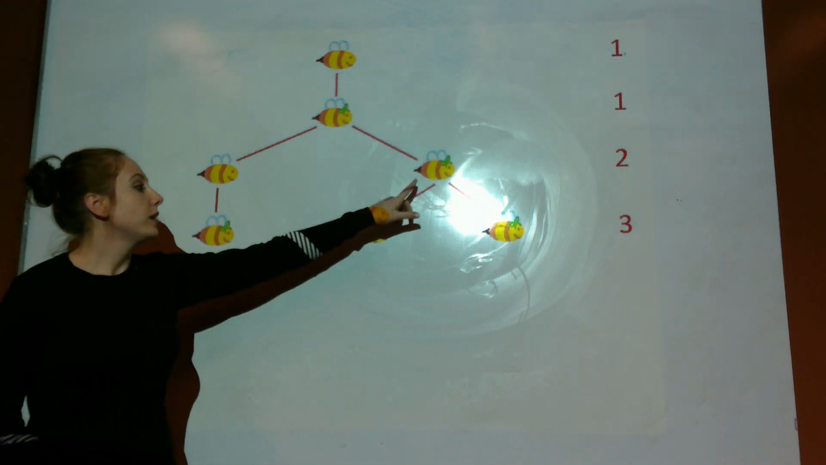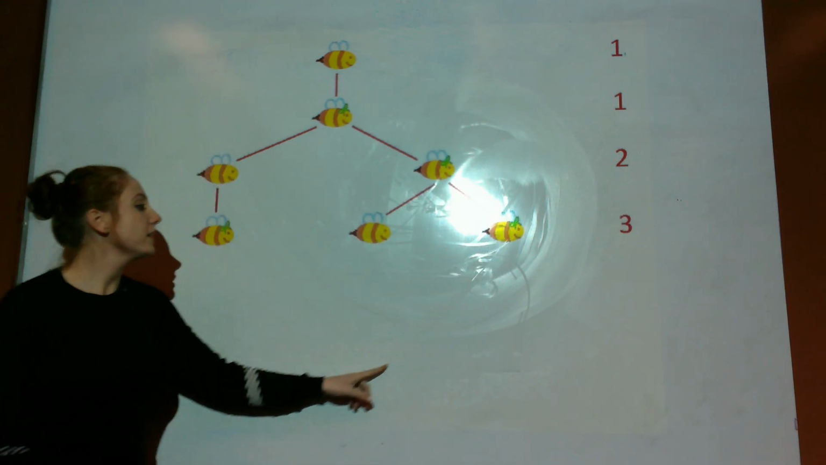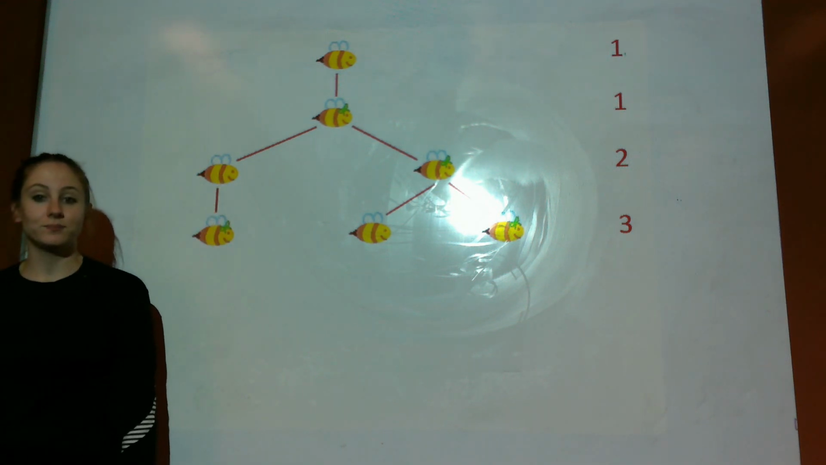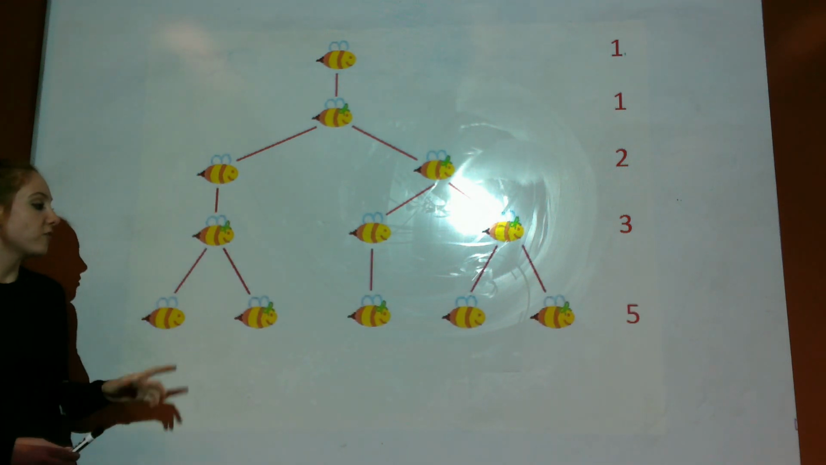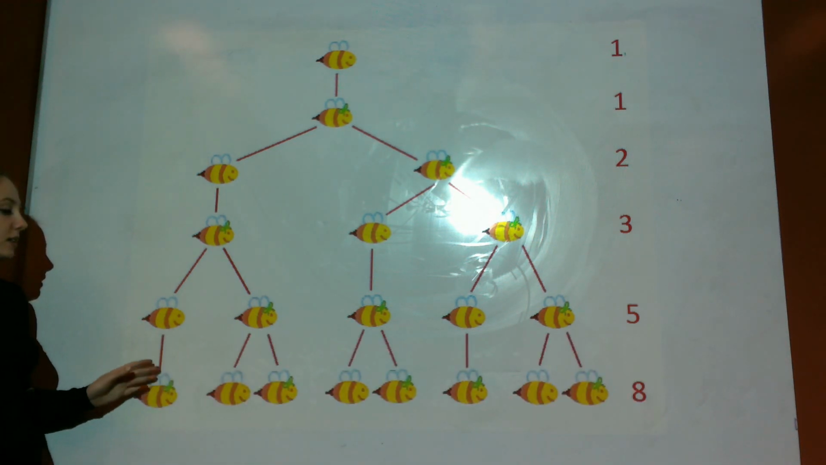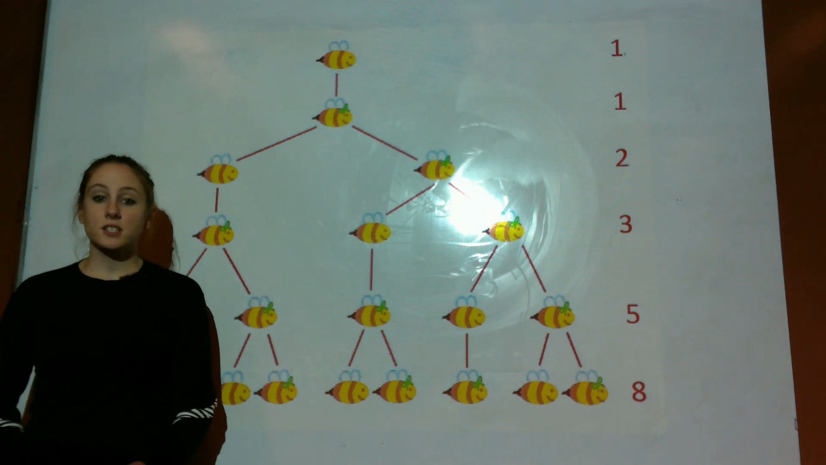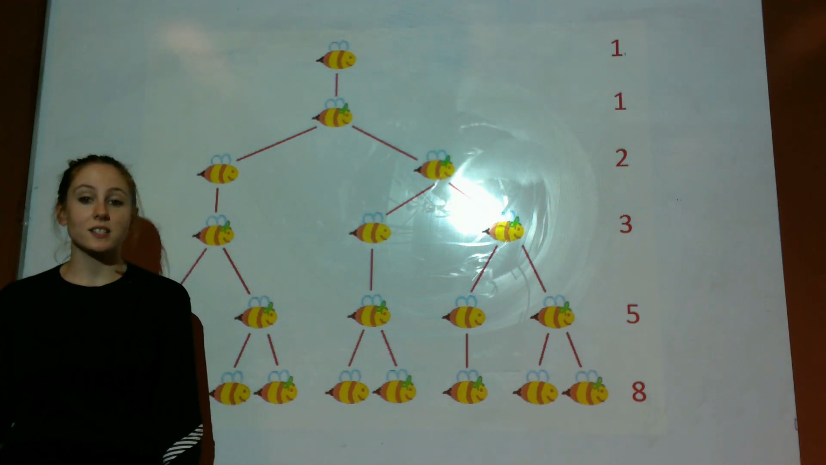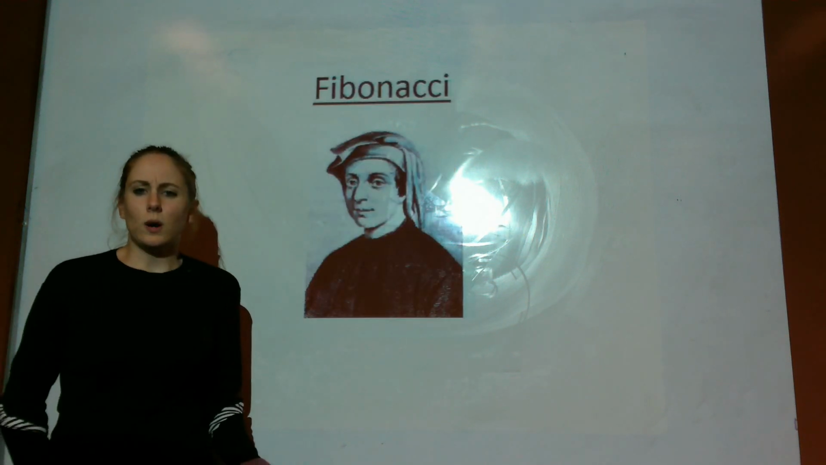Continuing the pattern, we give the female bee two parents, a male and a female, and this male bee one parent, a female. Then we have 5 bees, continuing that pattern. Going down from there, we find 8 bees, and so on. If you continue following this, you'll find that every tier of this bee's family tree has a Fibonacci number of bees in it. So why does this happen?